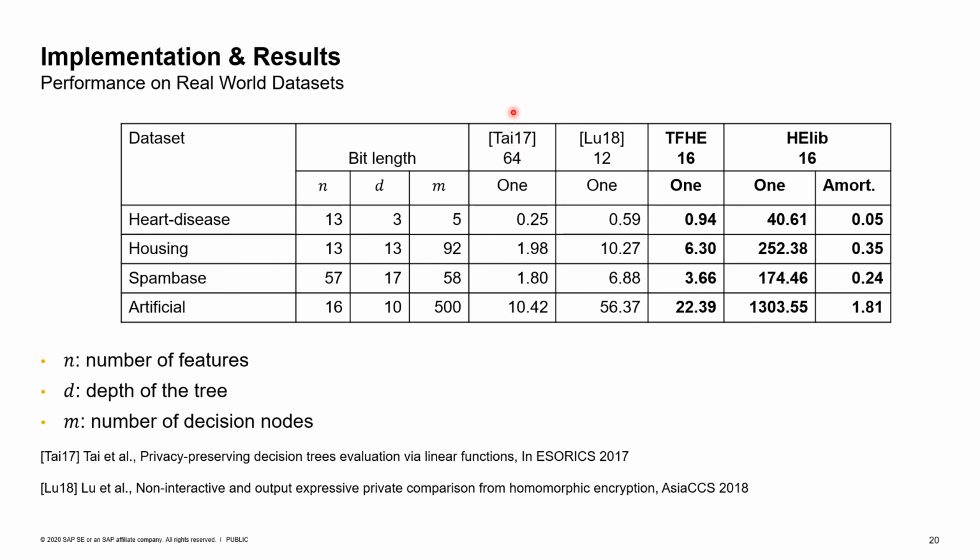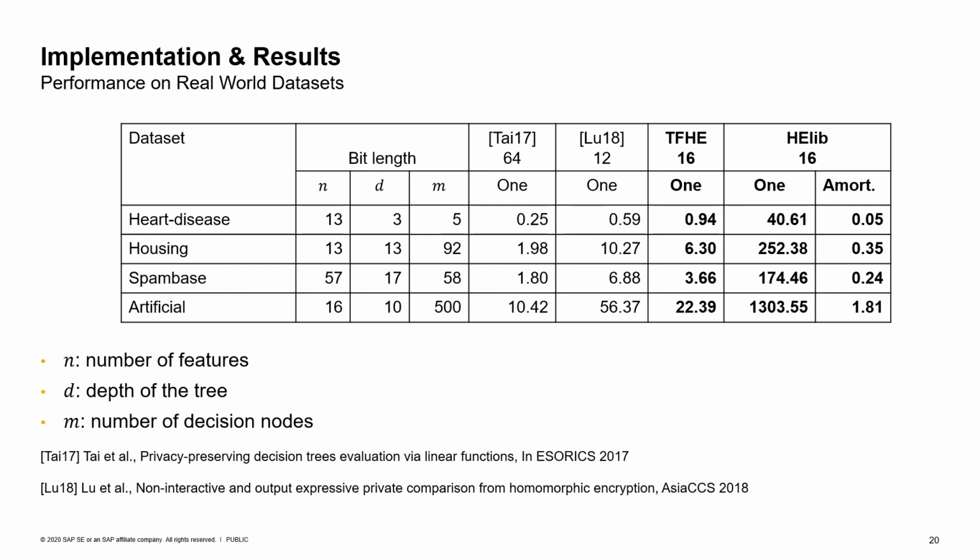And here you can see that the protocol of Tai is faster, even using 64-bit input. But as I said before, this protocol is interactive and they require a very fast network. Here we have the evaluation result of the work of Lu using the same test bed as ours. And you can see that for 12-bit input, our TFHE implementation is faster than the work of Lu for larger trees, even for a larger input of 16 bits. The HLIP implementation is much slower, but it can evaluate many attribute vectors together, such that the amortized cost per input is smaller.